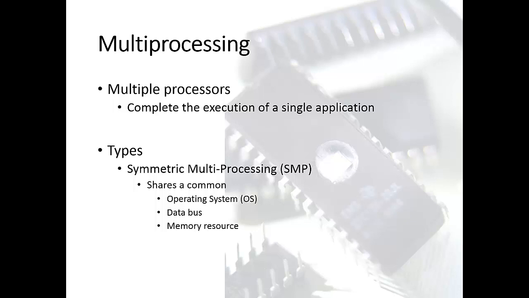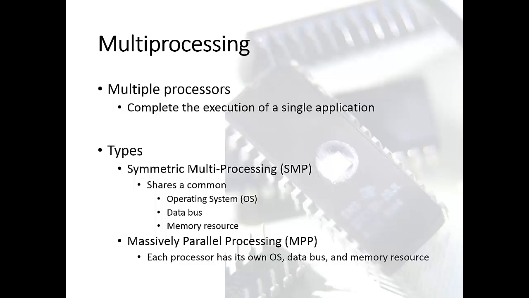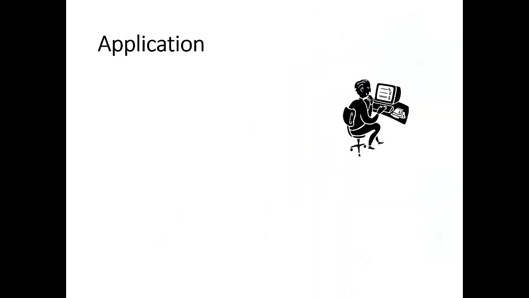an application. Another type is called massively parallel processing, or MPP, and this of course also involves multiple processors, but in this case each processor has its own OS, data bus, and memory resource. So they're independent, which is why you need another program that somehow controls all these individual operating systems to get the work done.